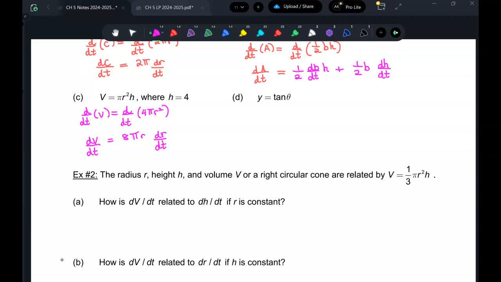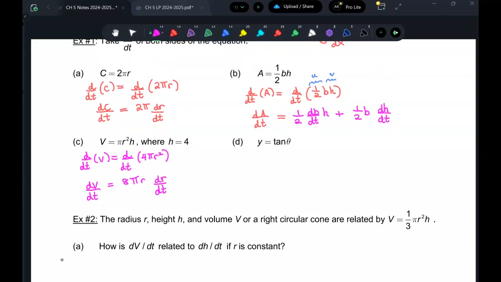Why is it dr dt? If you notice a pattern, they're all multiplied. This one had an r, so you had a dr dt. This one had an A, so it's dA dt. This one had a b, db dt. This one had an h, dh dt.